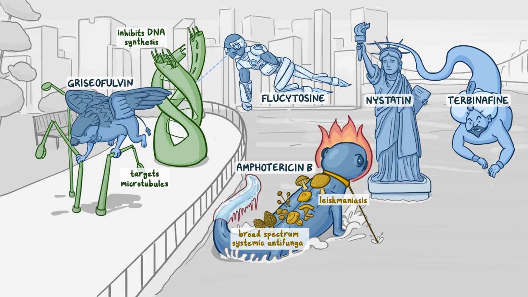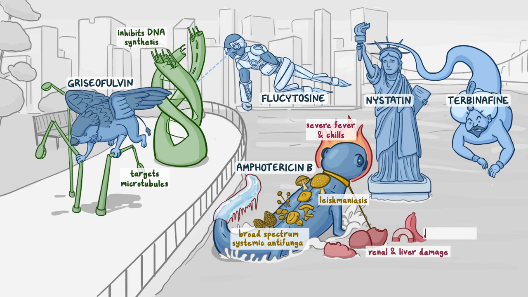For side effects, this drug can cause severe fever and chills. So let's set its head on fire and its tail frozen in ice. It can also cause renal and liver damage, and this is represented by a half-eaten kidney and liver floating beside it. A magnet and a banana are also floating next to the monster since it causes a decrease in these electrolytes.